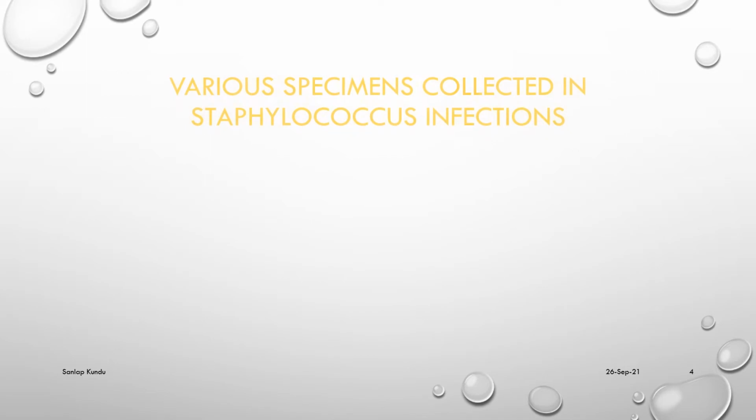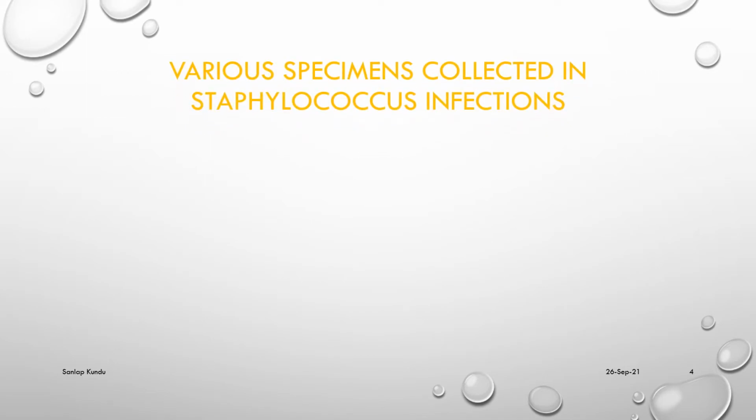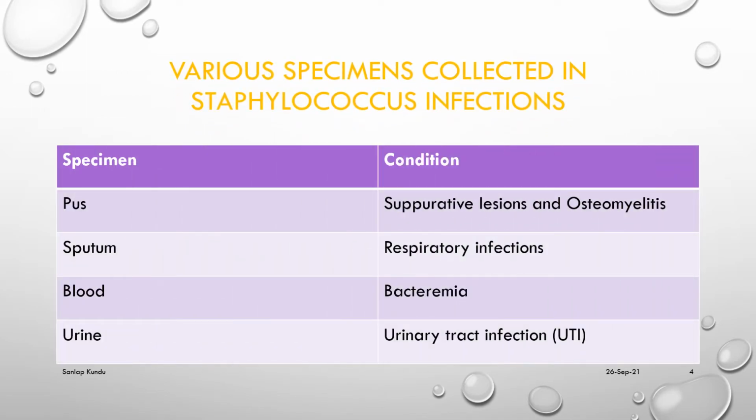What are the various specimens collected in Staphylococcus infections? These are pus, sputum, blood and urine. Pus is collected when there are suppurative lesions and in case of osteomyelitis. Sputum is generally collected in case of respiratory infections, blood in case of bacteremia, and urine in case of urinary tract infection.